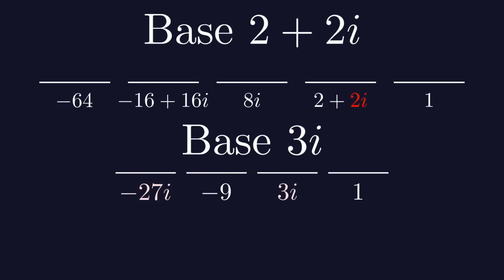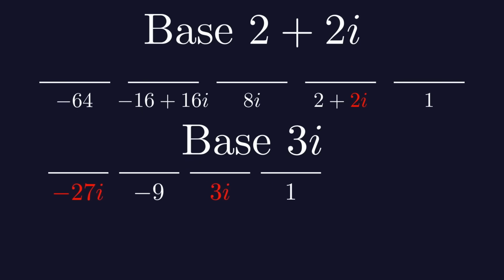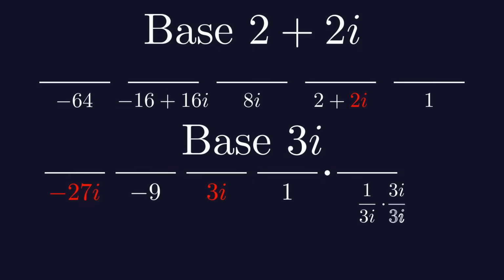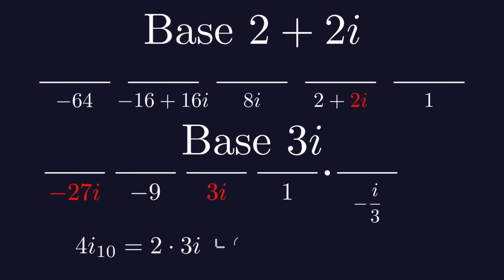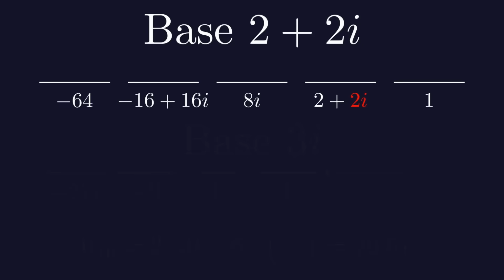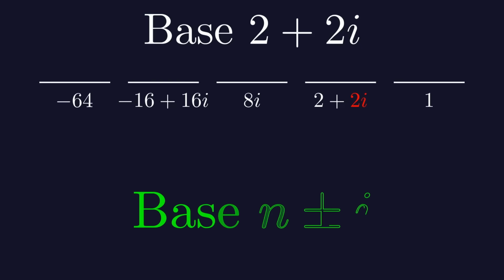And all other powers were a multiple of 3i, but 3i to the power of -1 is equal to 1 over 3i. And when we multiply the numerator and the denominator by 3i, we get that this is equal to -i over 3. So if we wanted to write 4i in this base, which is not a multiple of 3i, we could just take 2 times 3i and 6 times -i over 3. So 4i expressed in base 3i would be 20.6. So to be able to express all imaginary numbers in complex bases, they need to be of form n plus or minus i. But that is not the only problem.